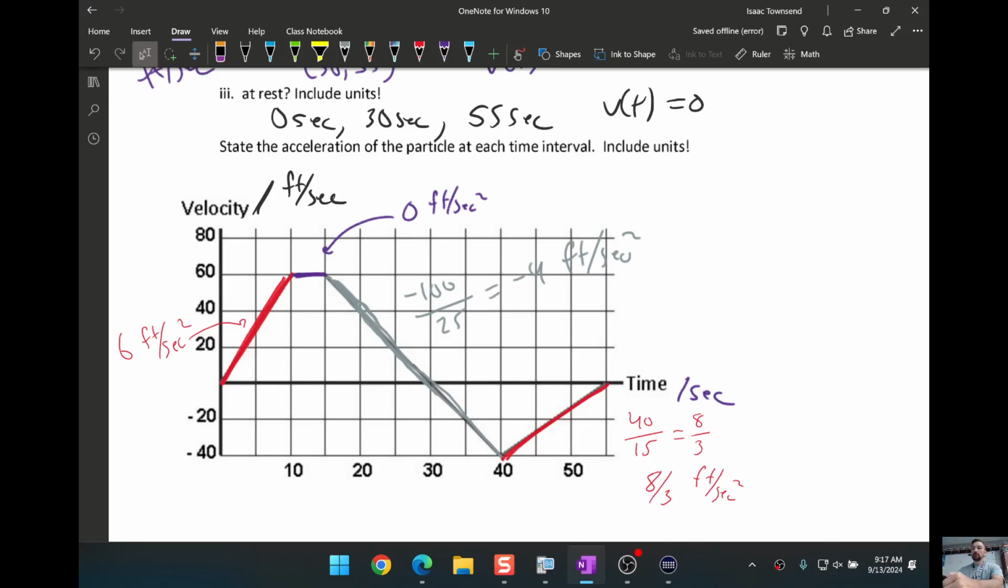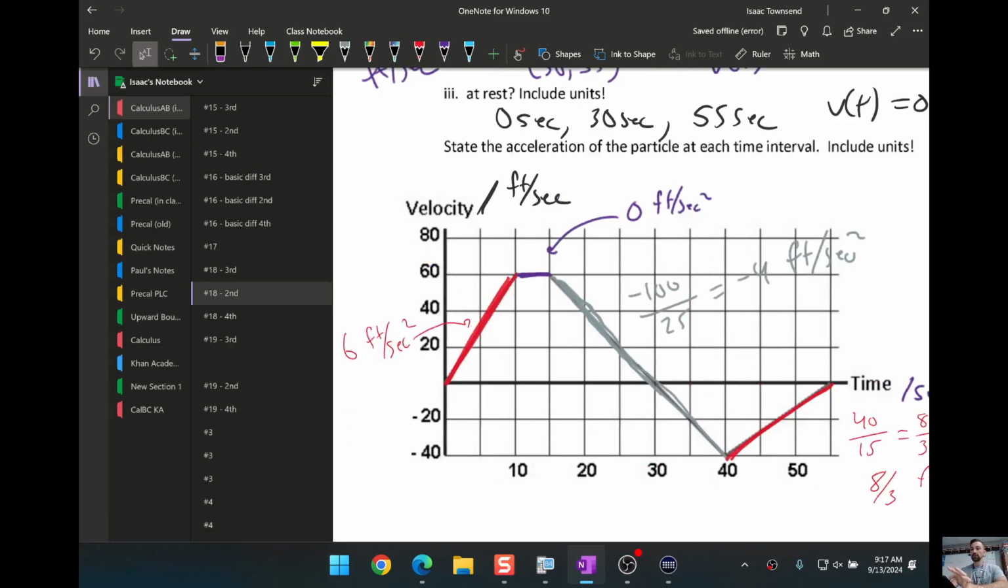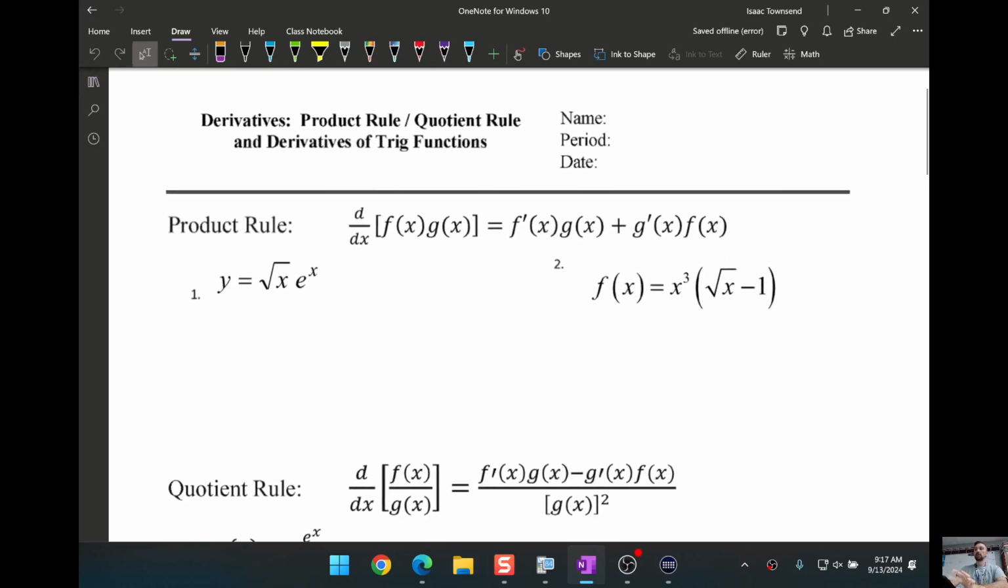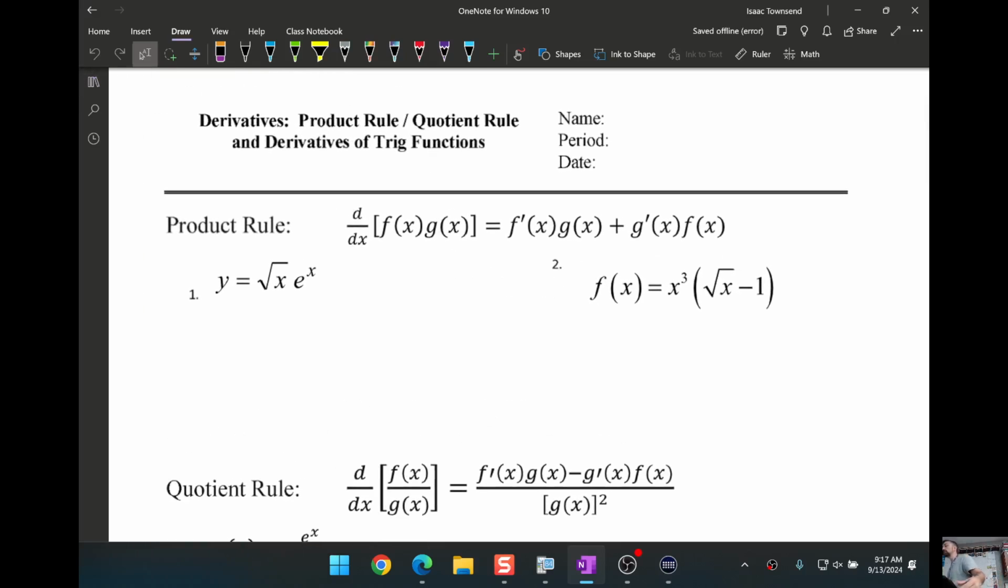Let's slide over to the other handout. So again, yesterday we talked about some of the ones you need to start memorizing. The derivative of a constant is 0.